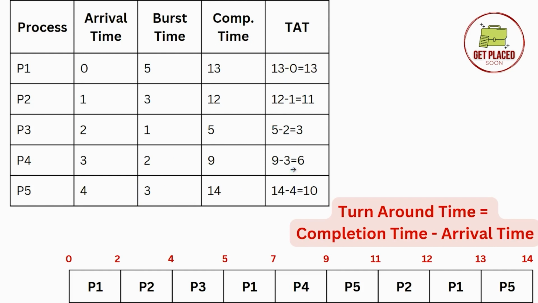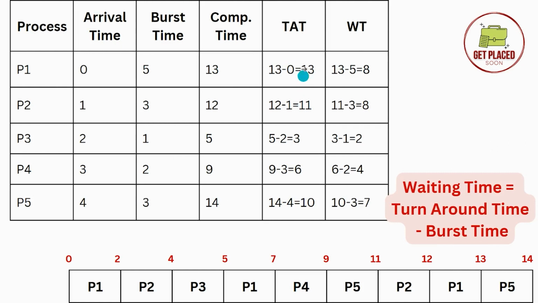Moving ahead, once we get turnaround time, using turnaround time and burst time, we can calculate waiting time. That is 13 minus 5, 8, 11 minus 3, 8, 3 minus 1, 2, 6 minus 2, 4, 10 minus 3, 7. So this is how you calculate turnaround time and waiting time for all these processes.